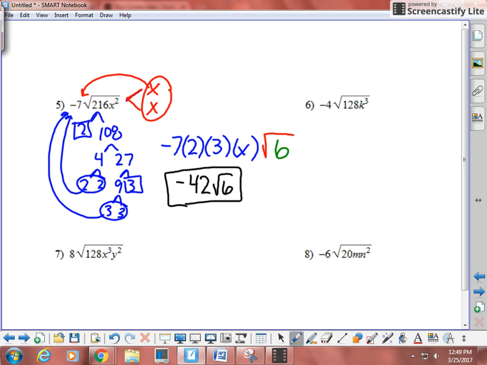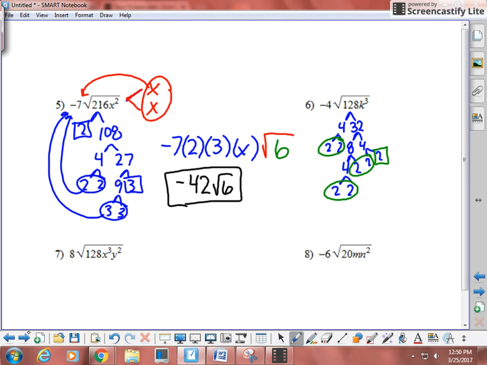Okay, I'm going to break down the next one, 128. I know that that's going to be divisible by 4. That's going to give me 32 and 4, which gives me 8 and 4, and 4 and 2. And this one's going to give me 2 and 2, 2 and 2. Okay, so my couples, couple of 2s, single 2. I can break this 4 down to 2 and 2, couple of 2s.